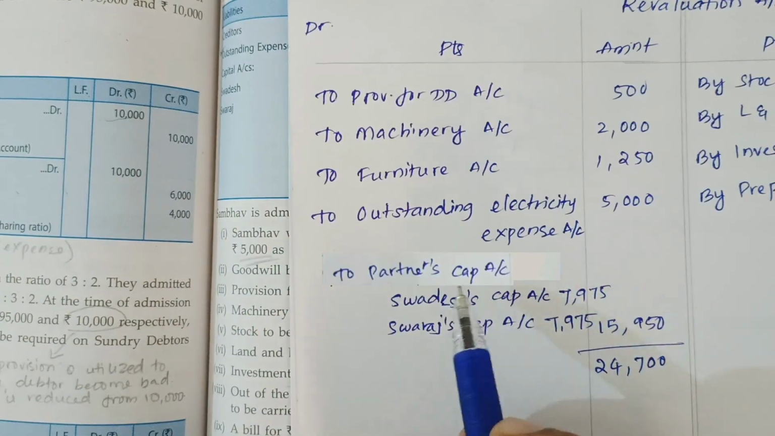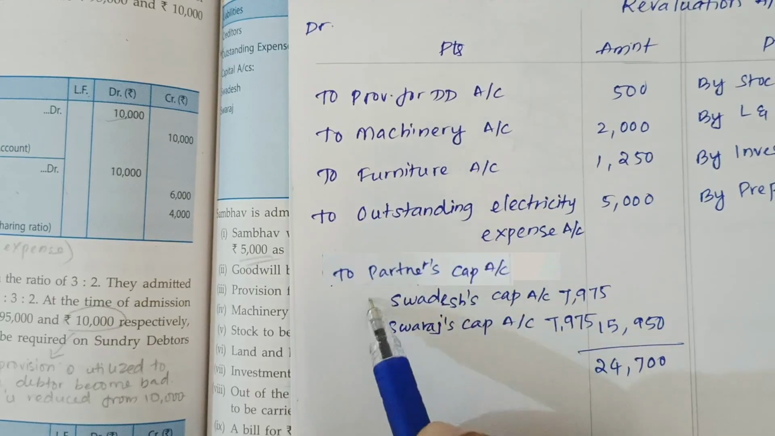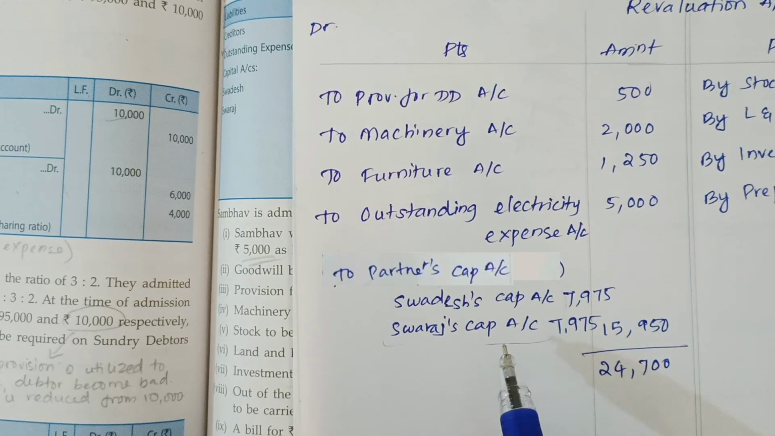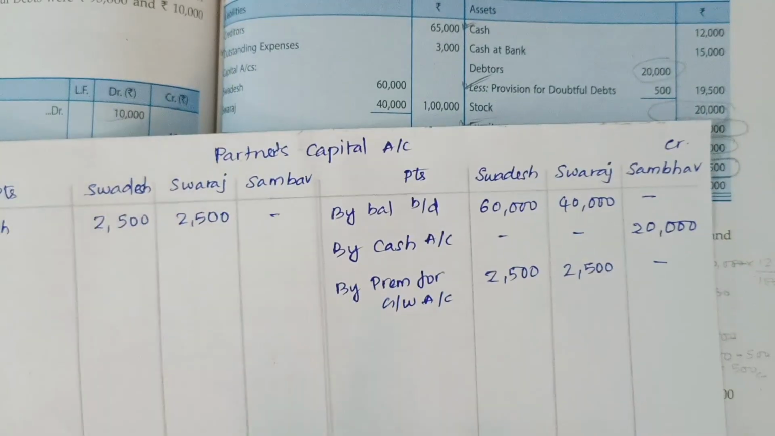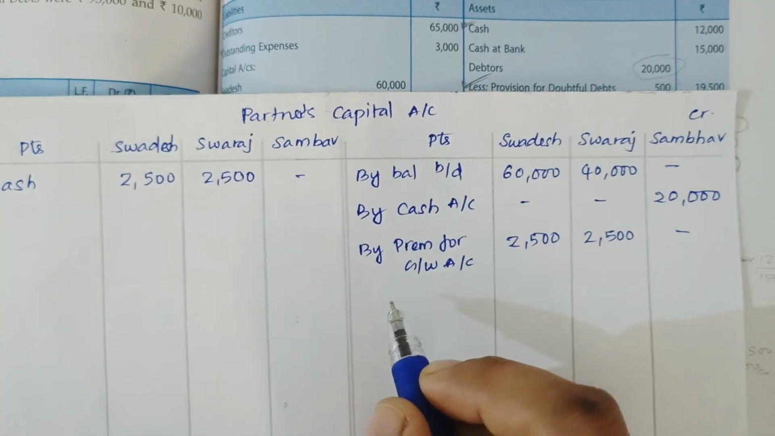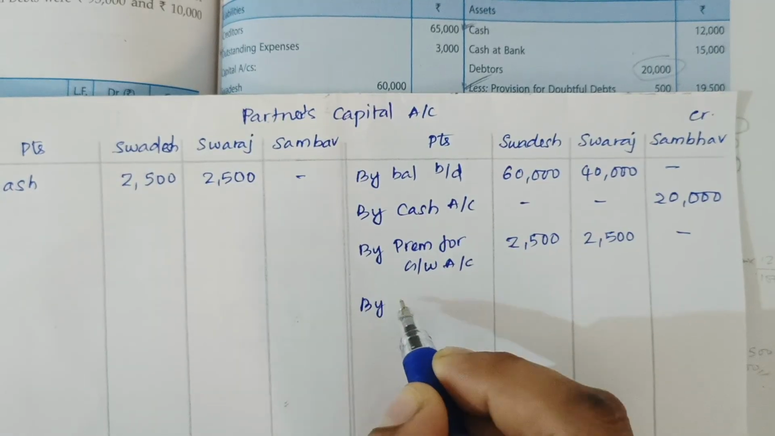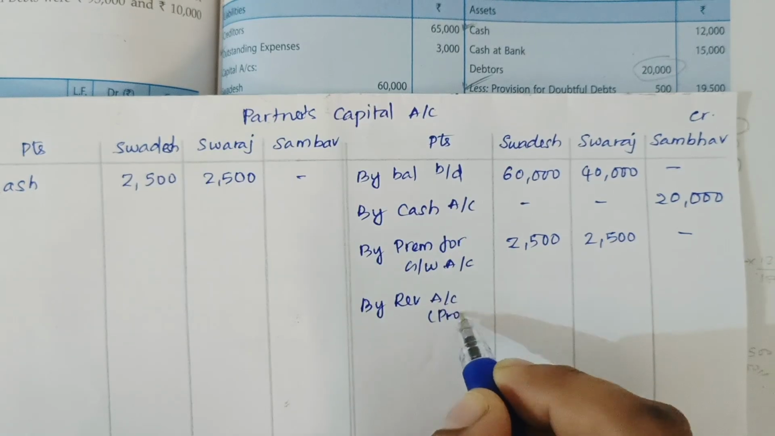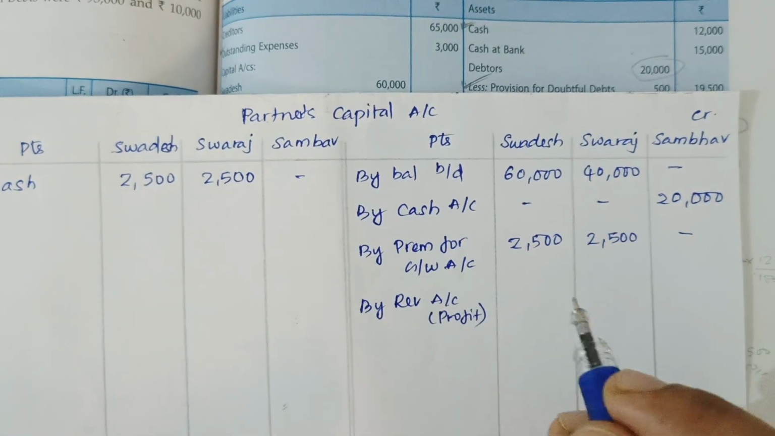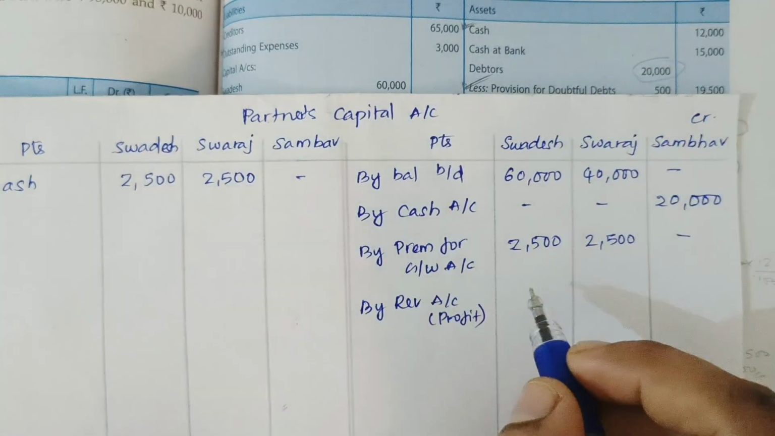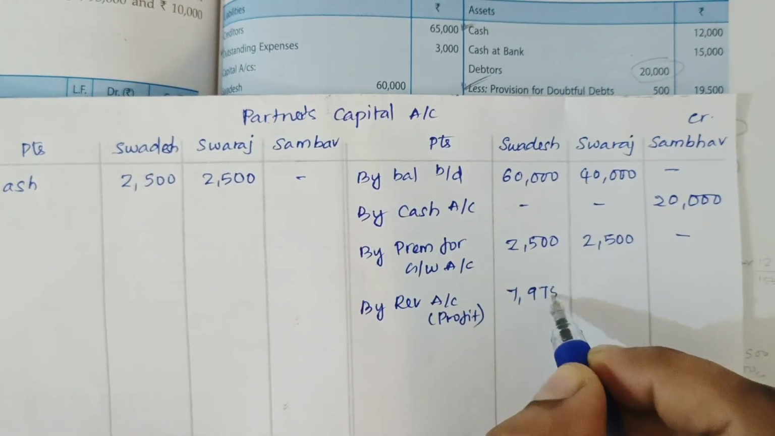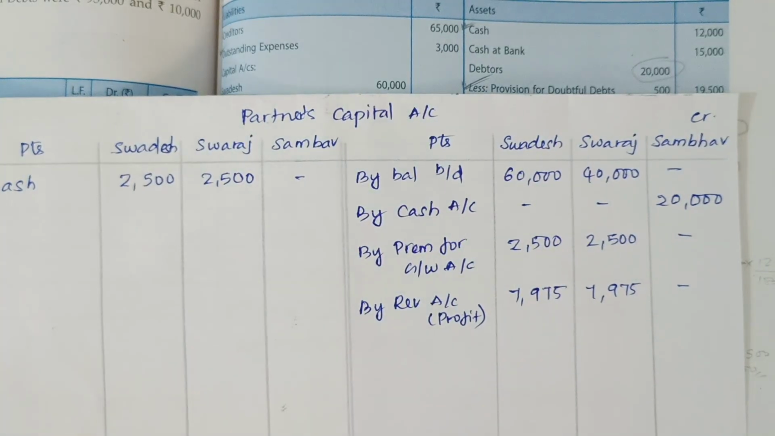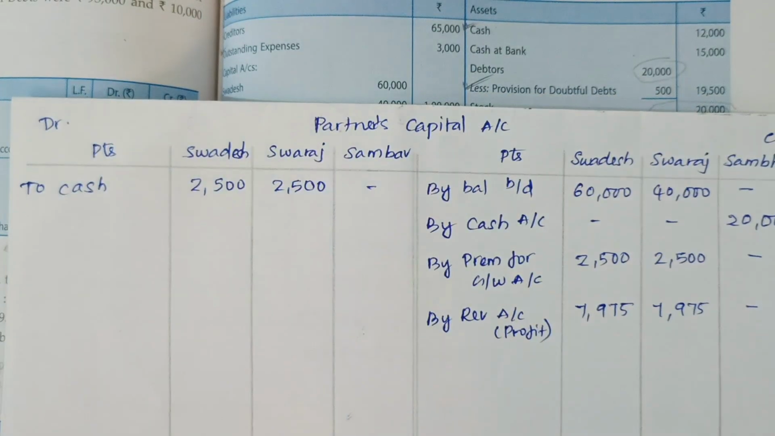And it's the profit of revaluation account distributed to partners' capital account. This has to be recorded in their capital accounts. So on credit side, since it was a gain, profit by revaluation account, profit, it was 7,975 and 7,975. So that's all. We have recorded everything.